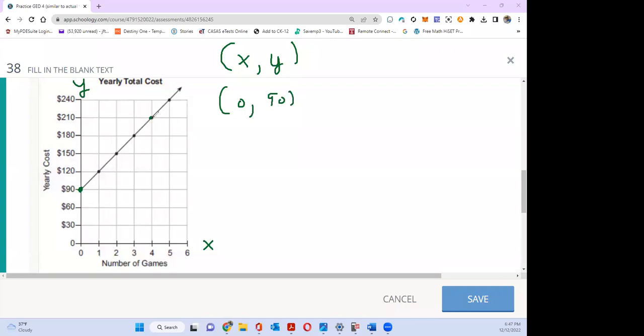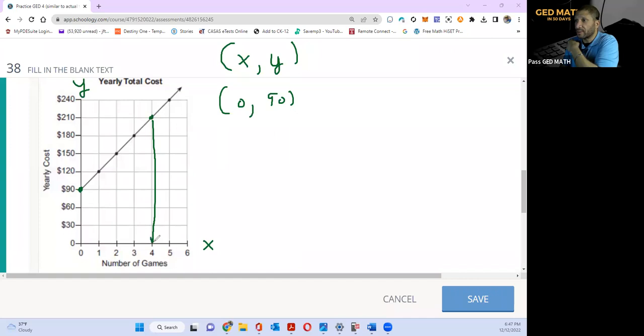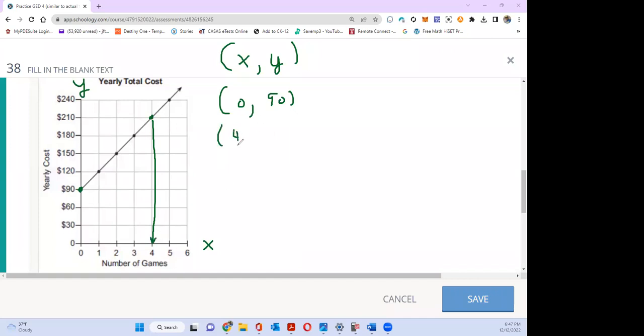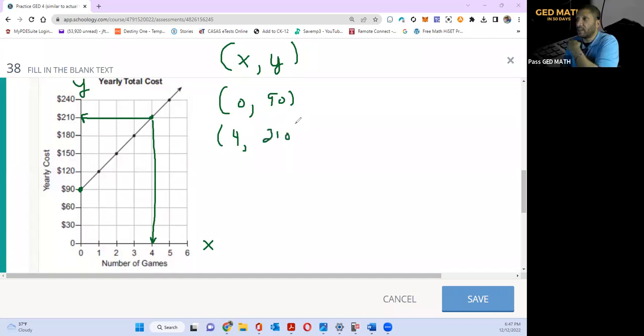Okay. Let me choose this point here. What is my X? 4. What is my Y? 210. So if you wanted to do this manually, what you should already know is where the line crosses the Y-axis is 90. So I know my Y-intercept.